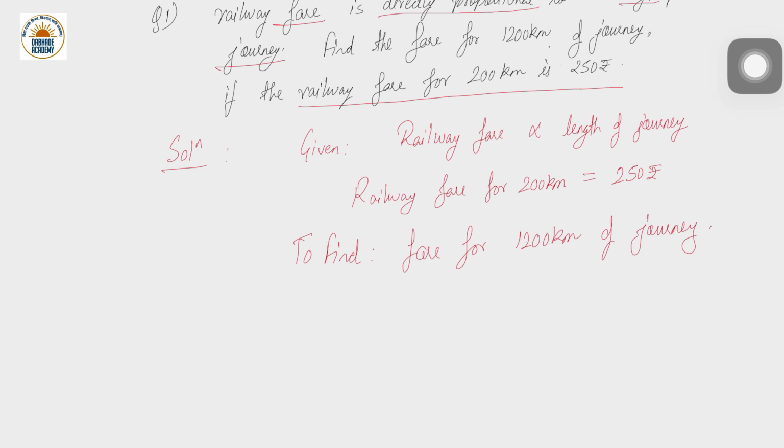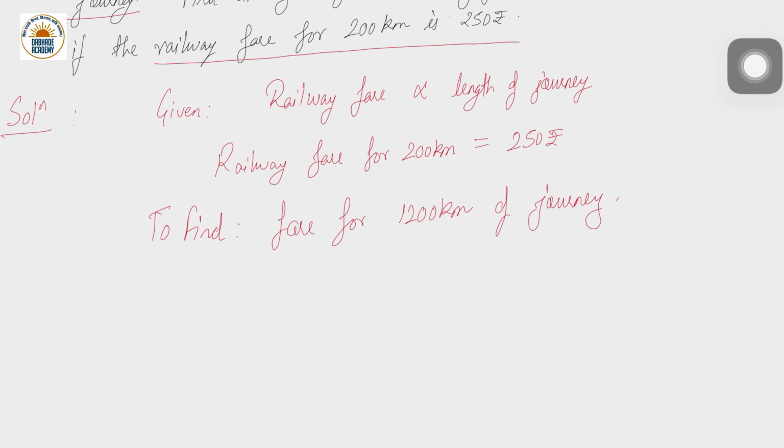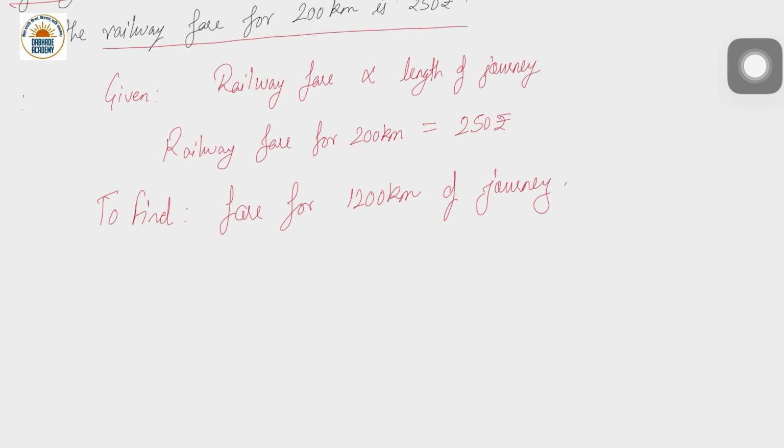So how will we solve this question? See, there is a direct relation between the two quantities, the railway fare and the length of journey. If the length of journey increases, the railway fare will also increase. If the length of journey decreases, then the railway fare will also be lesser. Now how will we solve it? We'll solve it by using unitary method. In unitary method, firstly we need to find out the fare for 1 unit. In this case, 1 unit is 1 kilometer. So can we find out the fare for 1 kilometer?